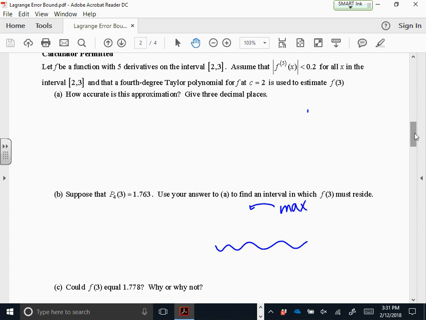So, we have a function with 5 derivatives on the interval 2 to 3. There's our interval that we would need to be worried about the max derivative at. Assume that the 5th derivative is always less than 0.2 in that interval, and that the 4th degree Taylor polynomial centered at c equals 2 is used to estimate f of 3. How accurate is this approximation? So we're talking about a 4th degree polynomial.